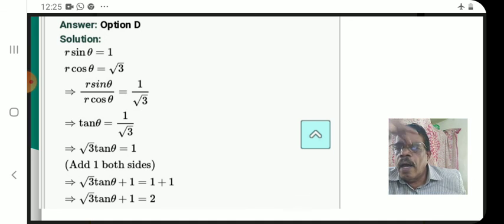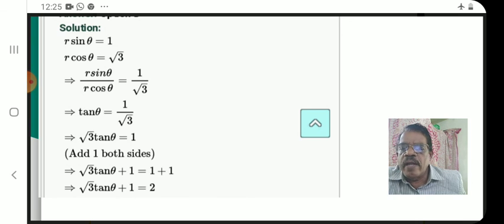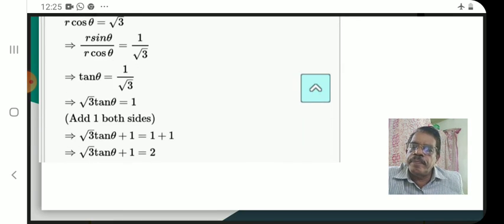ഇവിടെ അല്ലാതെ സിംപ്ലിഫൈ ചെയ്തിരിക്കുകയാണ്. ആ 30 ഡിഗ്രി എന്നുള്ള വാല്യൂ എഴുതിയിട്ടില്ല. നോക്കിക്കേ. r sin θ is 1, r cos θ is √3, dividing r sin θ by r cos θ is 1/√3, tan θ is 1/√3. So √3 tan θ equal to 1. Cross multiply ചെയ്താണ്. Add 1 on both sides. √3 tan θ plus 1 is 1 + 1. That is √3 tan θ plus 1 is 2. That is the answer.